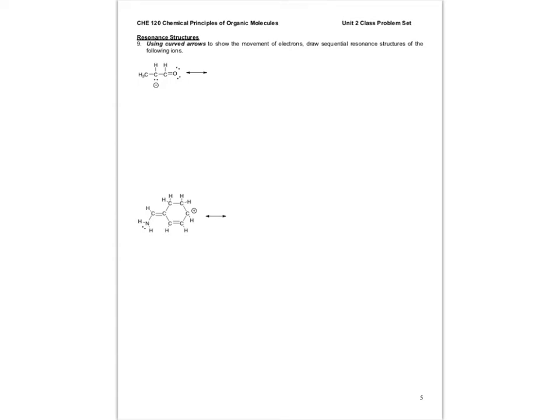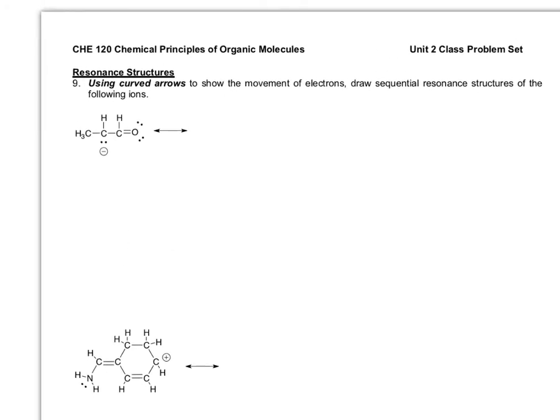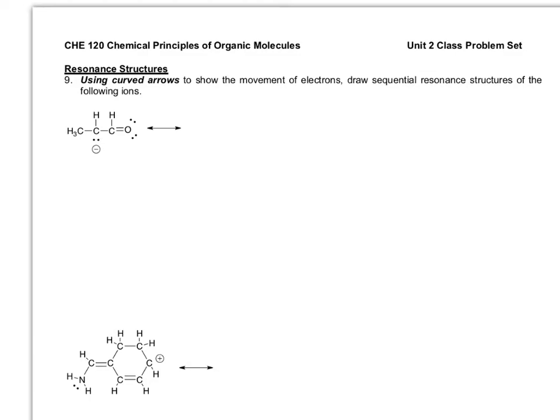Welcome to Unit 2, problem set questions 9 through 11 answers. In these questions, we're going to focus on resonance structures, and resonance structures are the movement of electrons. So in these questions, what we're going to do is, using curved arrows, show the movement of electrons, draw a sequential resonance structure of the following ions.